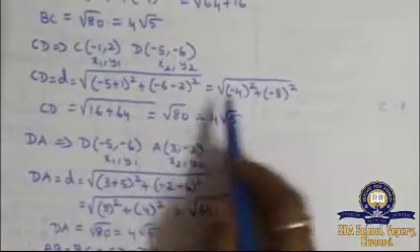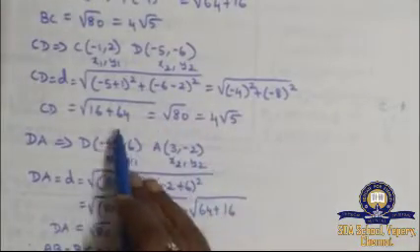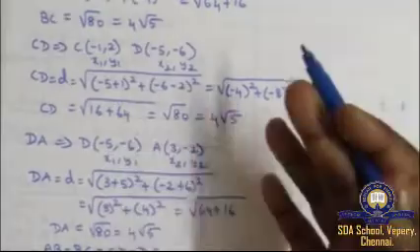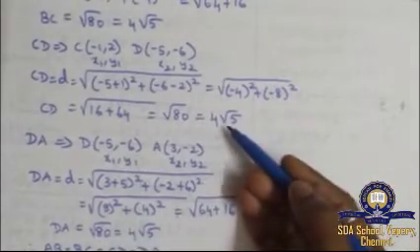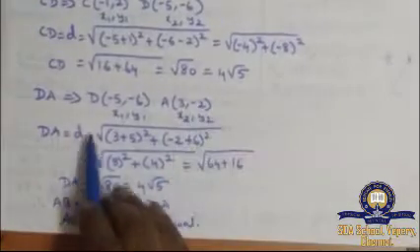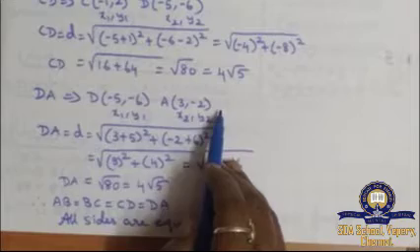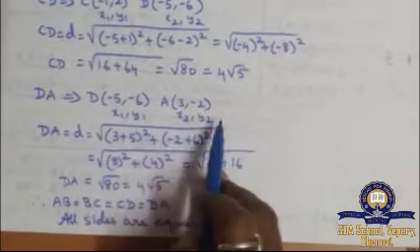4 square is 16, 8 square is 64. 16 plus 64, root 80. So the answer is 4 root 5. As we have done already, we are writing it as it is. Next, DA. D is equal to minus 5 comma minus 6. A is equal to 3 comma minus 2. x1 comma y1, x2 comma y2.